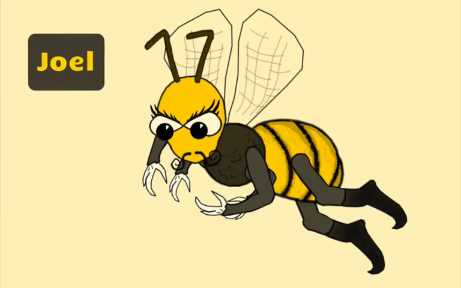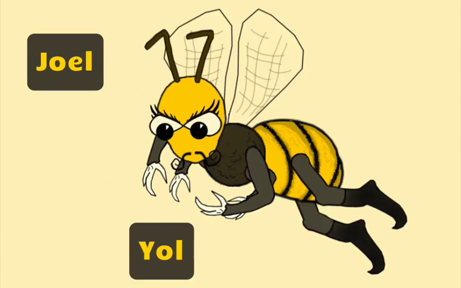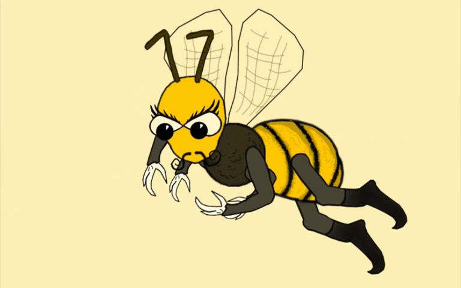Joel lives on the planet of Yol, and sometimes he gets his own name confused with the name of the planet that he lives on because they sound so similar. Joel is a mischievous bee, and while he tries to appear attractive and charming, he really just uses his wealth for his own selfish purposes, and he tries to get everyone else to do work for him because he's extremely lazy.